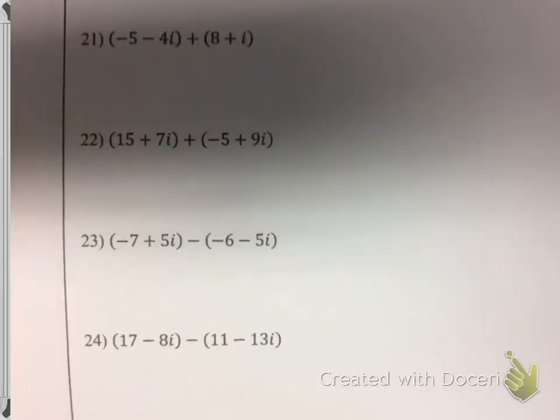Then next, we've got the add or subtracts. So plus 8 plus 1i. Negative 5 plus 8 is positive 3. Negative 4 plus 1 is negative 3i. And you're done.